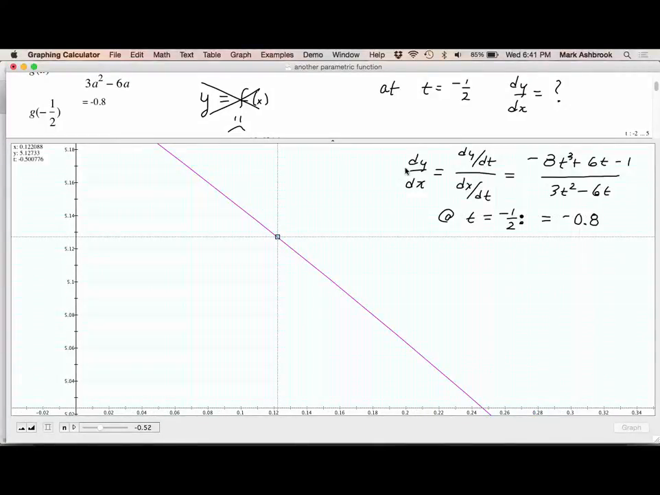So here we are at t equals negative a half. For some change in x, how much does y change? Well, it's going to be down, like 80%, negative 0.8 times as much as that change in x that you picked. Okay, so suppose we wanted to find the equation of the tangent line. So what's the equation of the tangent line at this point?